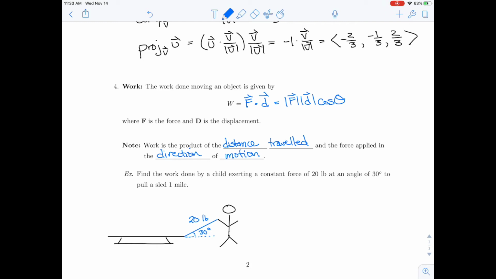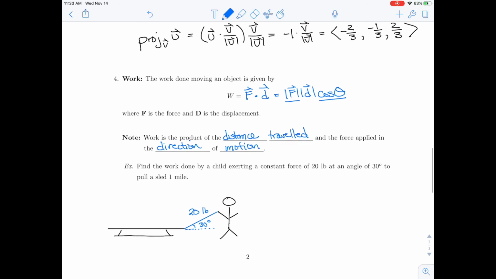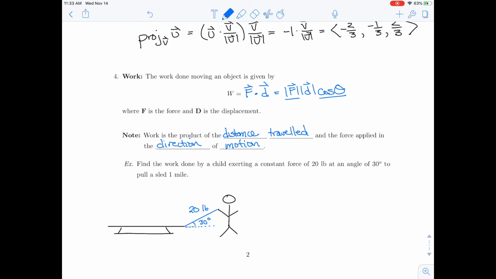Remember that F cosine theta is going to be the amount of the force in the direction D. So I have a short example. Find the work done by a child exerting a constant force of 20 pounds at an angle of 30 degrees to pull a sled 1 mile.